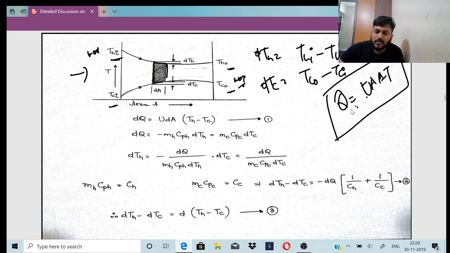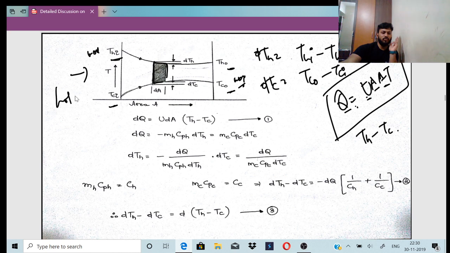So out of these, Q and A are not constants, whereas U is a constant and delta T will be TH minus TC. What is delta T here? How many fluids are there here? There is one hot fluid and there is one cold fluid. So what will this be? TH minus TC.